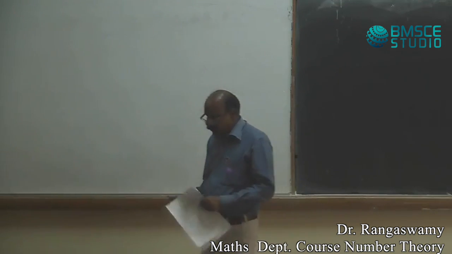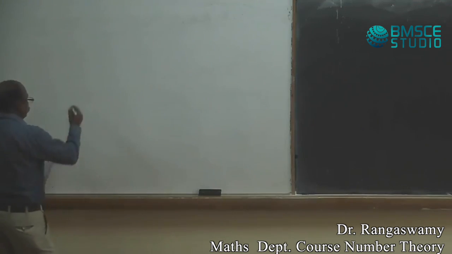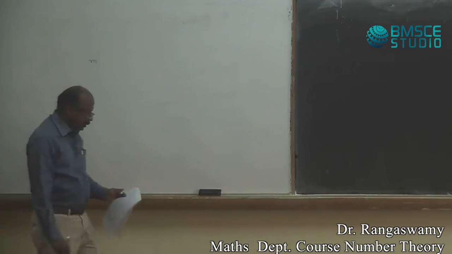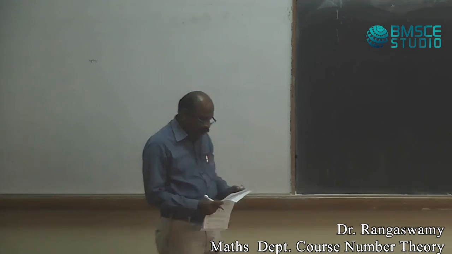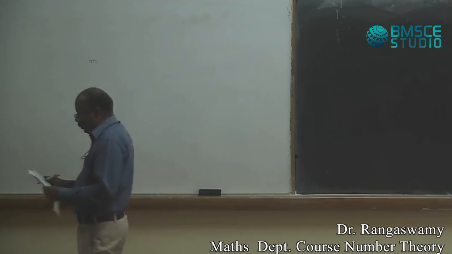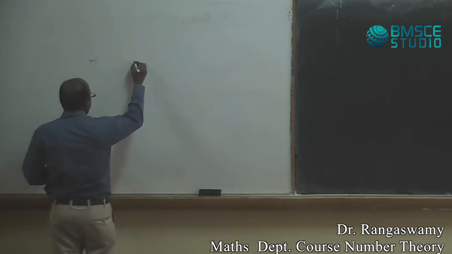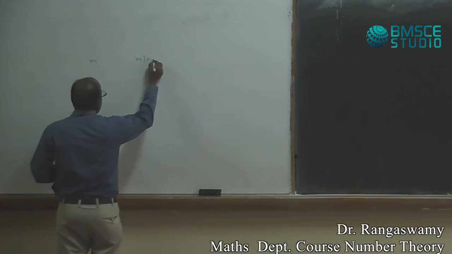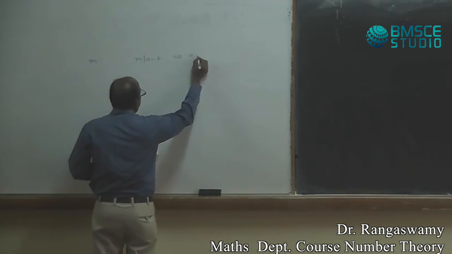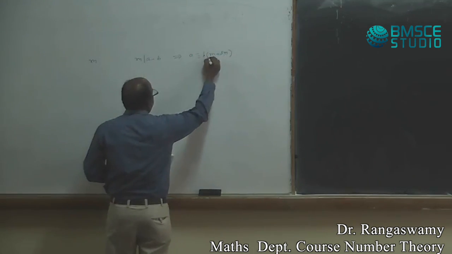Example, definition: Let m be a positive integer. An integer a is congruent to an integer b modulo m if m divides a minus b, and then we can write symbolically a congruent to b mod m.